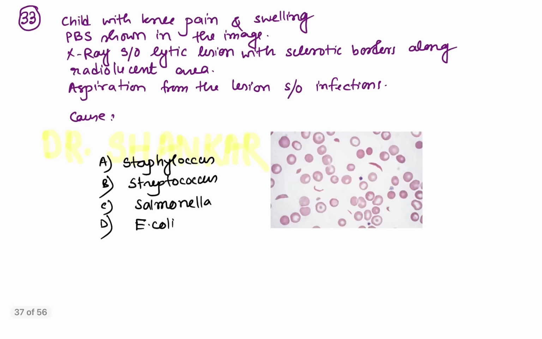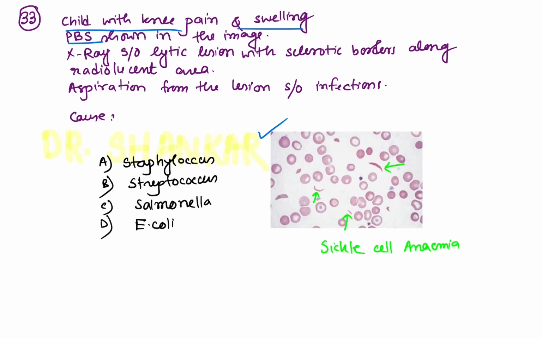Coming to question number 33, child with knee joint pain and swelling. Peripheral blood smear shown. This is the peripheral blood smear. As you can see, there is presence of sickle cell shapes in the peripheral smear. So this is sickle cell anemia. So the child is having sickle cell anemia, now presented with knee joint pain and swelling.